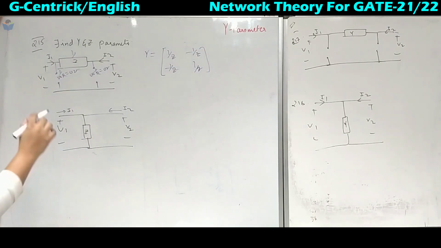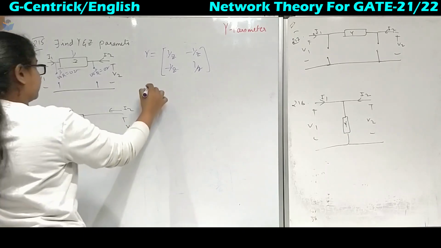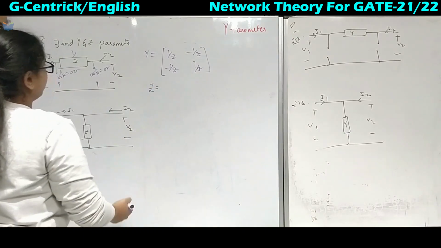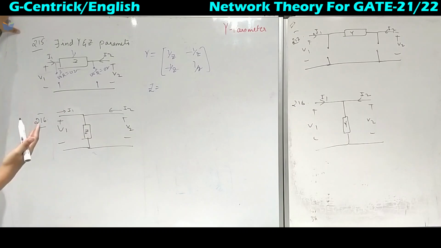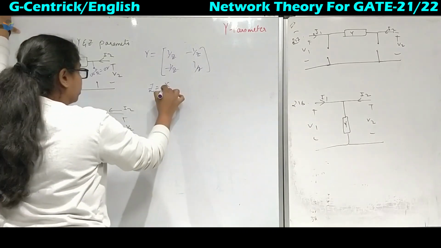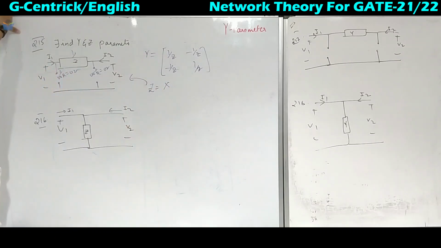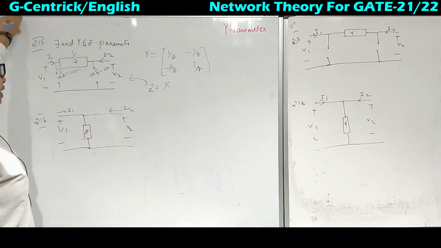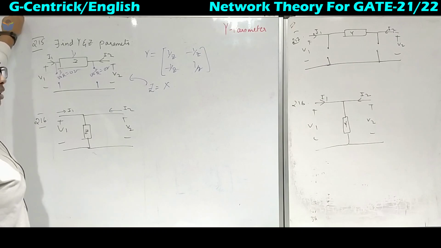Next, coming to the Z parameter. How do you calculate the Z parameter? It will be infinite. It will be open, so the Z parameter does not exist for this circuit. We cannot calculate the Z matrix.